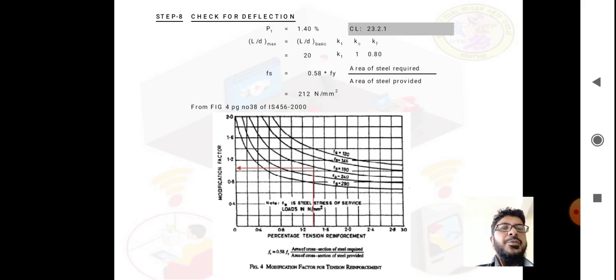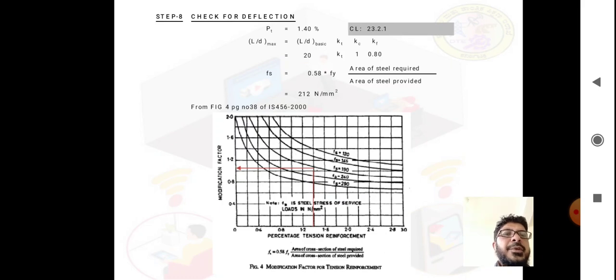From figure 4 of the IS 456 2000, that chart is shown on the screen. First we will calculate the Fs, stress in steel. The formula is given as 0.58 Fy, area of the steel required divided by area of the steel provided. After substituting these values, which we have already calculated earlier, we got 212 Newton per mm square of Fs.